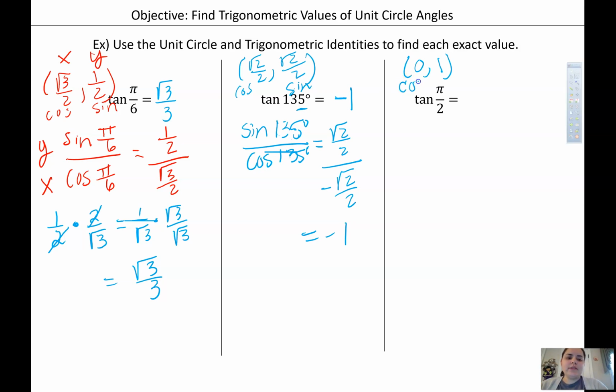And again, remember x is cosine and then sine is your y. And then for tangent, my trig identity is sine over cosine. So sine of pi over 2 over cosine pi over 2. So my sine of pi over 2 is 1. And then my cosine of pi over 2 is 0. But anything divided by 0 is undefined. You actually cannot divide by 0, so this is undefined.